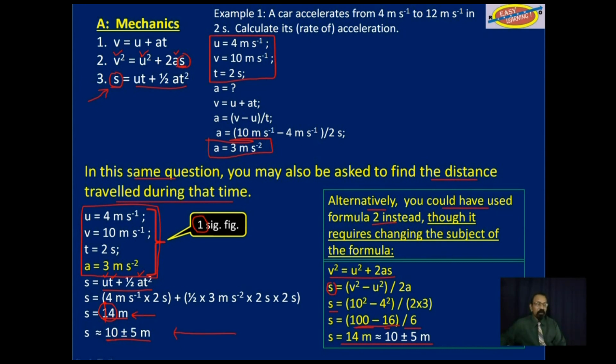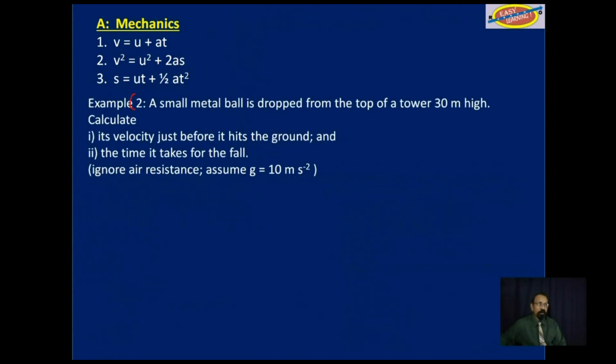Always choose the easier way to do a question, because if you choose a harder way, you are more liable to make errors. Example 2: a small metal ball is dropped from the top of a tower 30 meters high. Calculate 1, its velocity just before it hits the ground, and 2, the time it takes for the fall. You are to ignore air resistance and assume that g, gravity, is 10 meters per second squared.